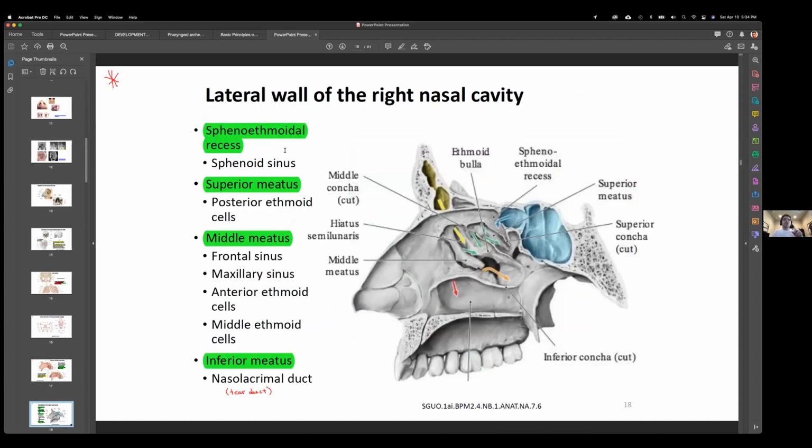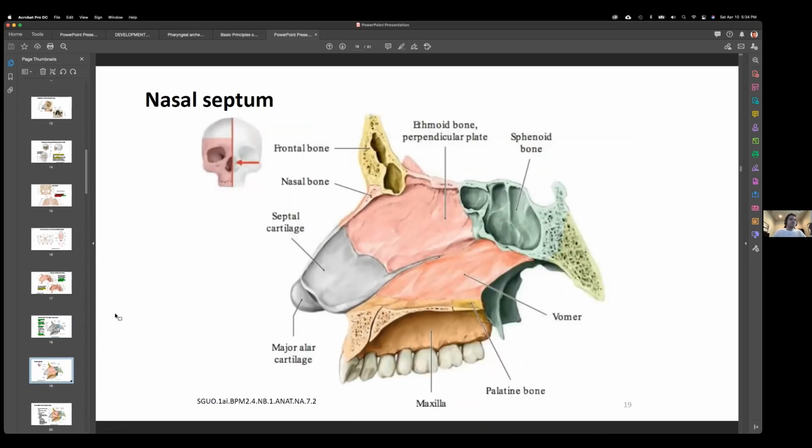These are really good. Star on this one, you need to know what drains from what meatus or what recess. Okay, so easy points. Most of them go to the middle meatus. So if you remember the other ones, you can know where everything goes. So it's just this, where the sinuses drain. So definitely know those.